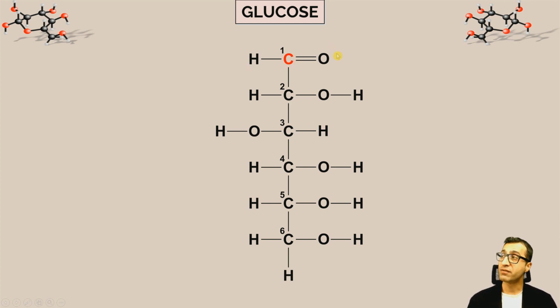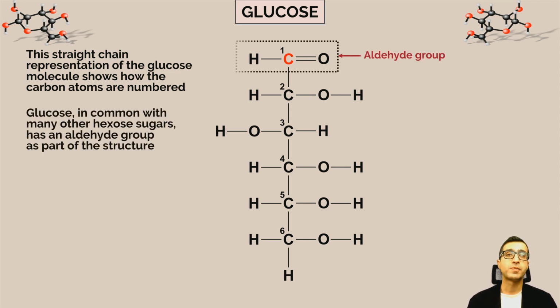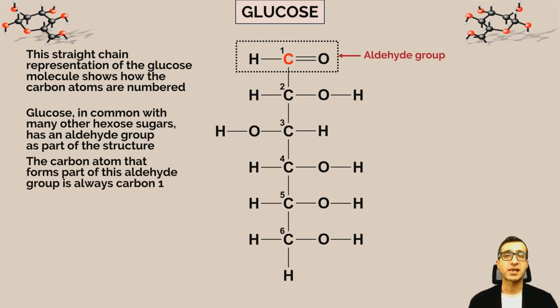Now, this end of the molecule, this carbon double bonded to this oxygen and this hydrogen, collectively these three atoms in this arrangement would be referred to as an aldehyde functional group. By convention, in the straight chain form of glucose, this carbon atom here is numbered carbon 1. Glucose, in common with many other hexose sugars or 6-carbon sugars, has an aldehyde group as part of its linear structure. So this would be the aldehyde group here, and the carbon atom that forms part of this aldehyde group is always carbon 1.